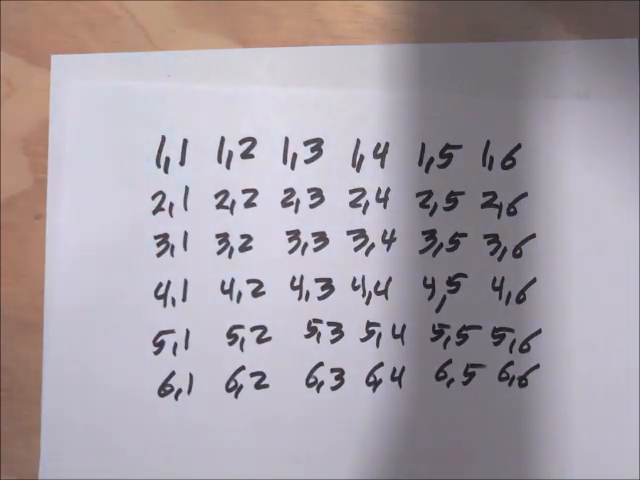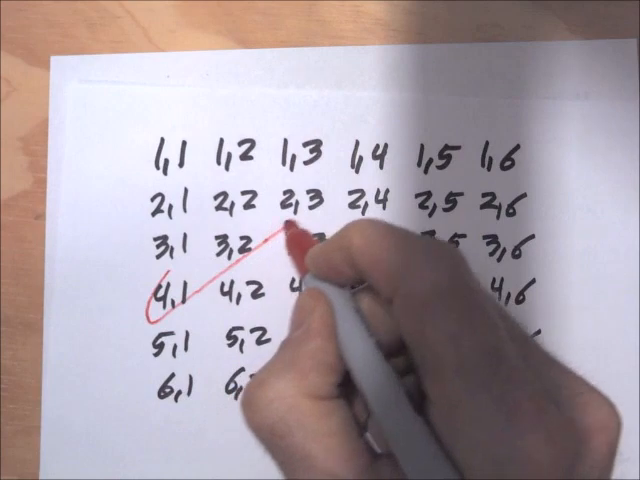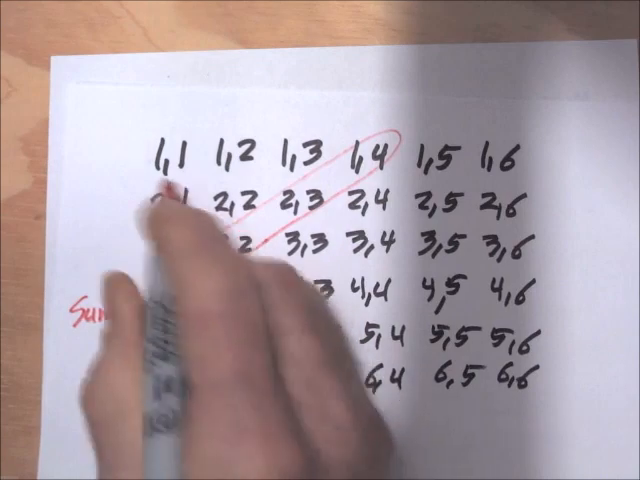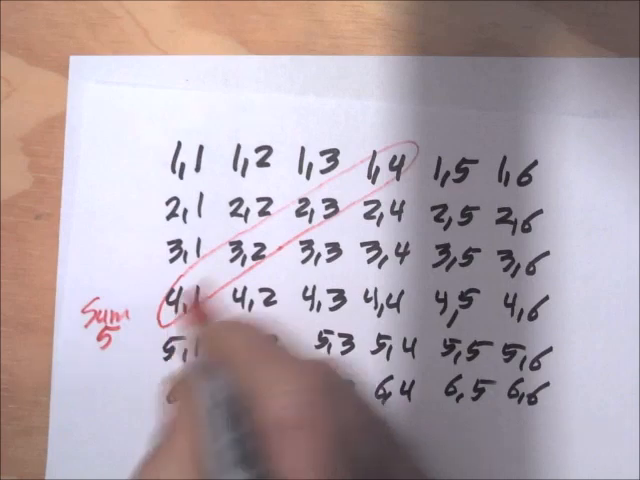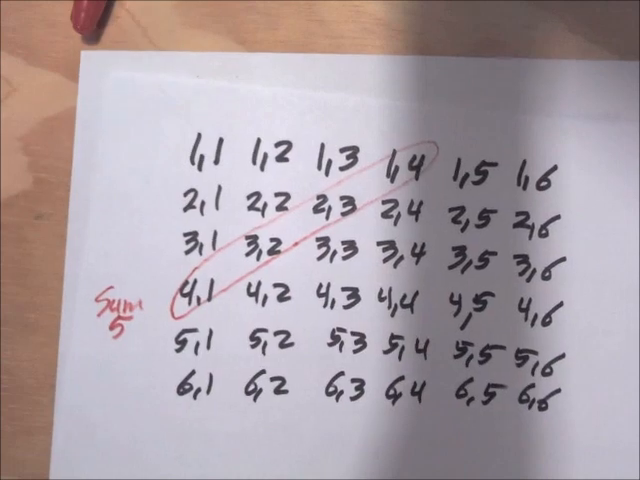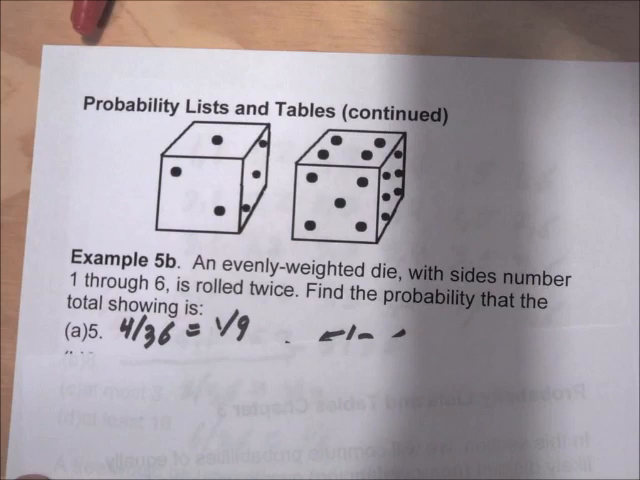So we want the ones that add up to 5. So 4 plus 1 is 5. 3 plus 2 is 5. 2 plus 3, 1 plus 4. So there's 4 of them all together. So these 36 outcomes are the sample space, by the way. So there's 4 out of the 36. So the probability that the number showing is 5 is 4 out of 36, which reduces to 1 out of 9.